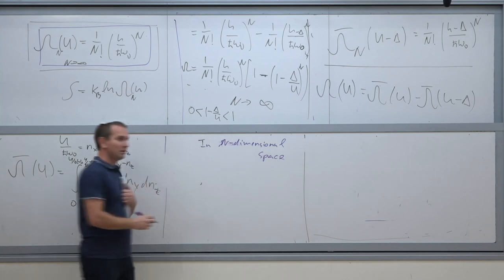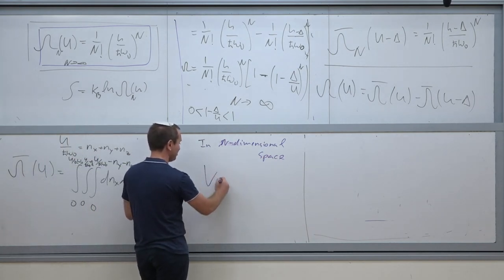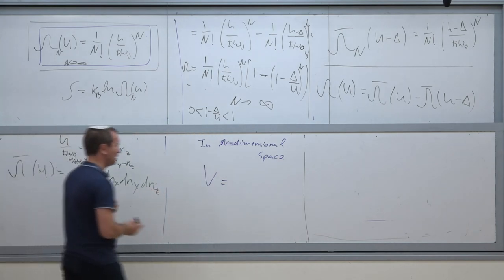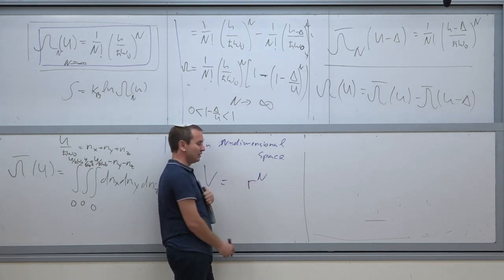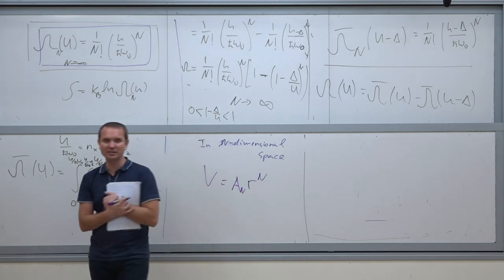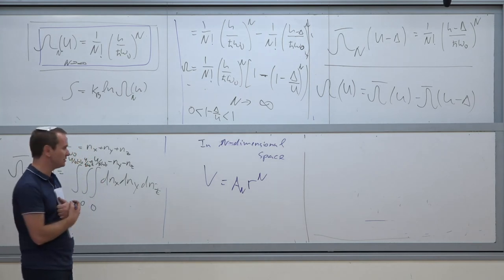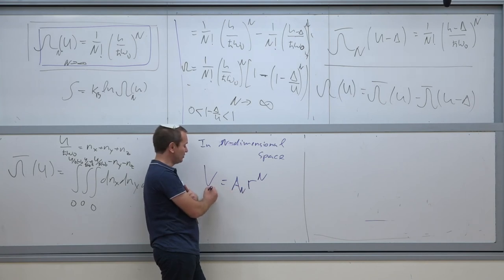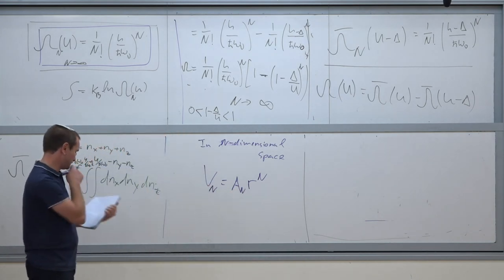Okay. The volume in this n-dimensional space, the volume of a cube, the volume of a sphere, for example, is the radius of the sphere to some power n. And here we will have a prefactor that is dependent on the dimensionality, but it's some numeric number, okay? It does not depend on R. So this is the volume in dimension n for a sphere.